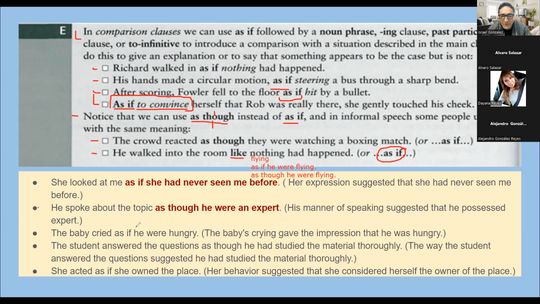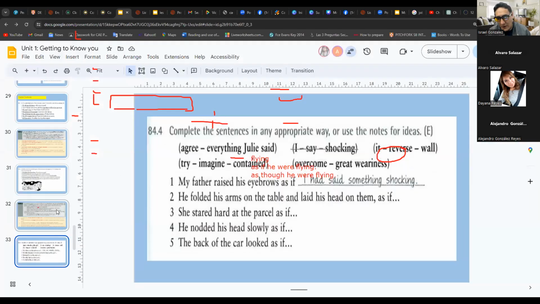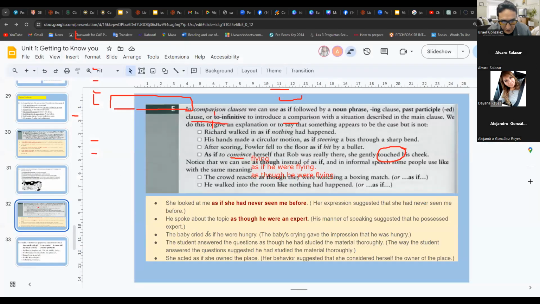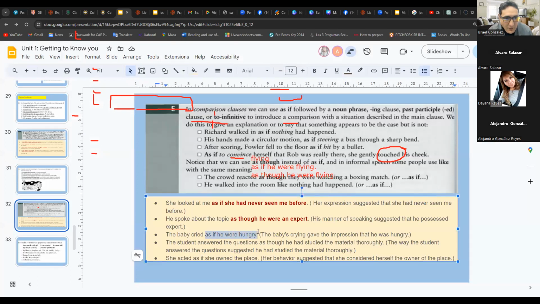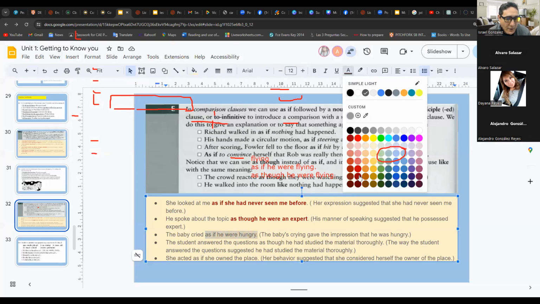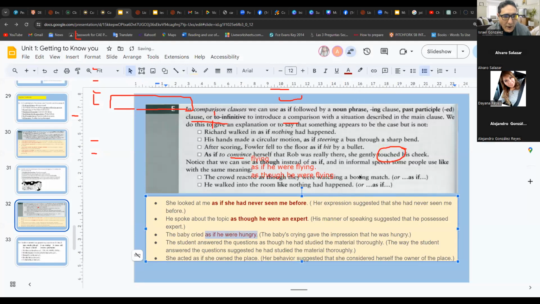The baby cried as if he were hungry. The baby's crying gave the impression that... Sorry. Let me just underline this. Well, highlight it. This one, because here we can find the structure. As though. Can you read it now?